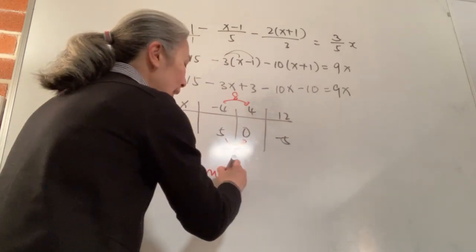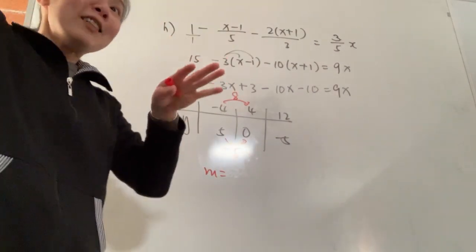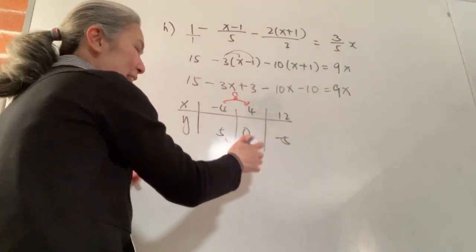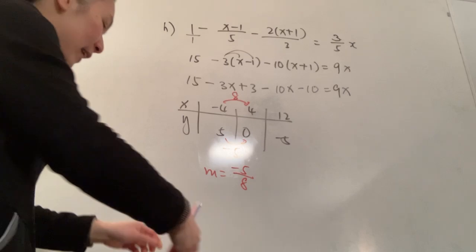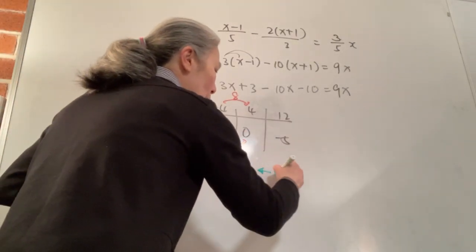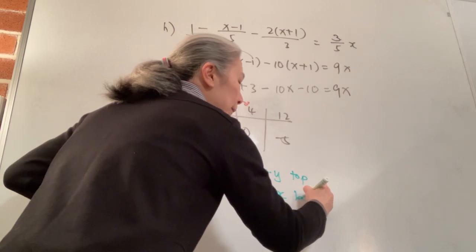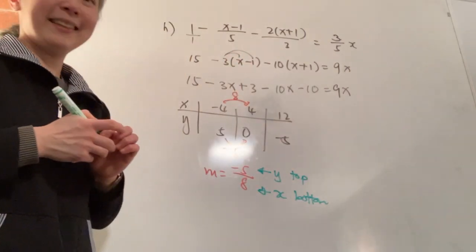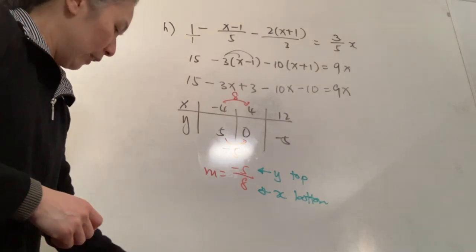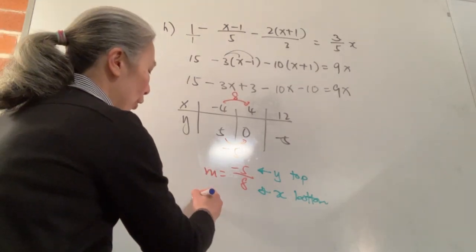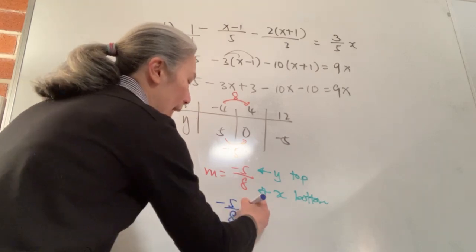So the gradient is, remember the gradient formula is y2 minus y1 over x2 minus x1. So the y is on the top. So this one is on the top. Bottom is, yes, y is always on the top. And then the x is on the bottom. Alright, yes. So that will give us the gradient. So that means y equal to the gradient. So minus 5 on 8x.